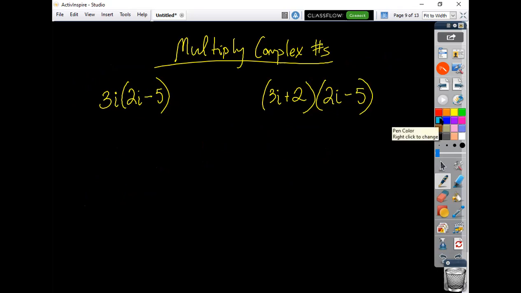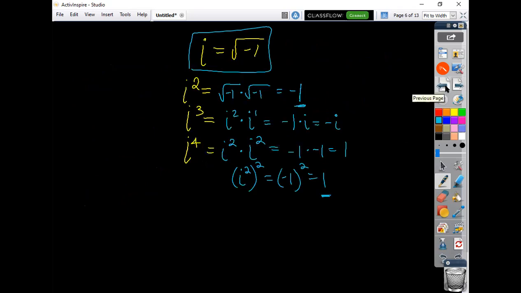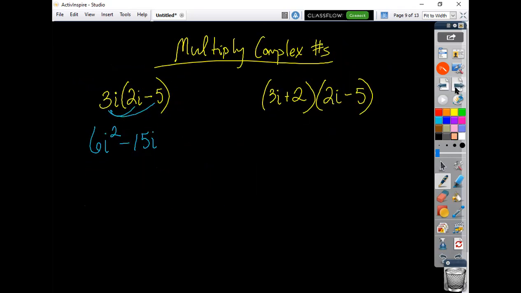So in that case, 3i times 2i, 6i squared. 3i times this negative 5, negative 15i. Do you remember what I said i squared was when you were back over here on this page? What's i squared? Well, i squared was negative 1. So in this problem that we're just doing, this i squared right here is a negative 1. So I've got 6 times negative 1 minus my 15i. So this is negative 6 minus 15i for your final answer.